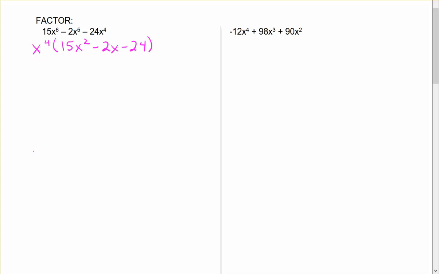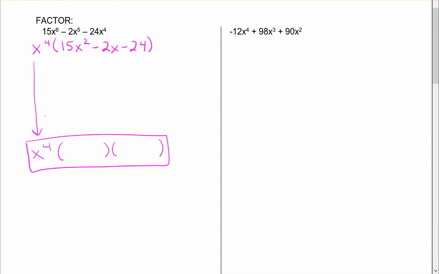So I'm going to come down and write my answer, at least sort of what I call a draft of my answer, with the common factor of x to the 4th. Now I don't have to worry about that because I've already brought it down, and now I can just concentrate on the rest of the problem.